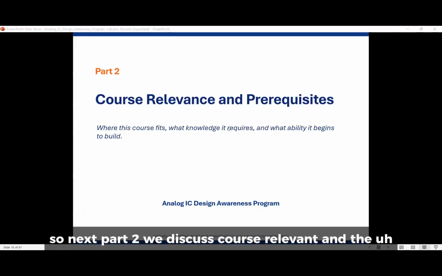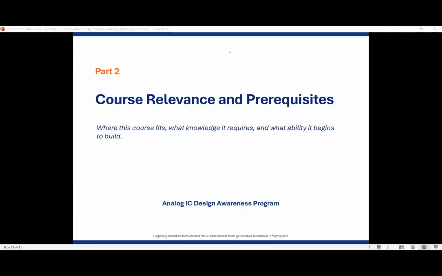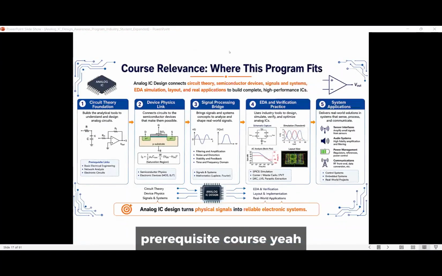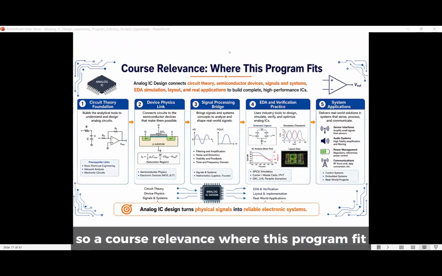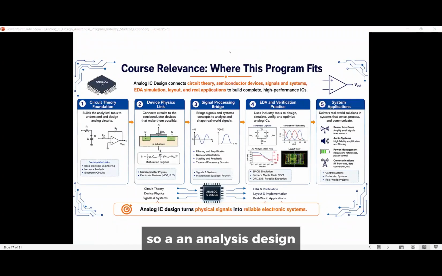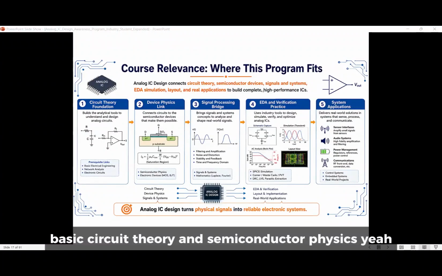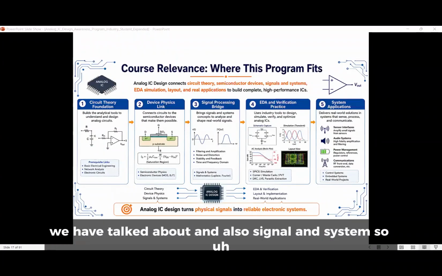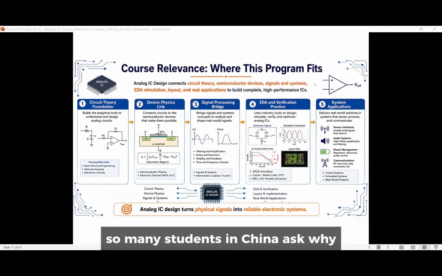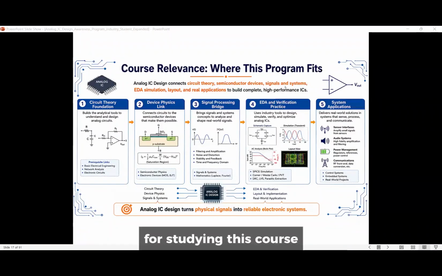Okay, so next, part two, we discuss course relevance and prerequisite courses. So, course relevance: where does this program fit? Analog design actually connects basic circuit theory and semiconductor physics. We have talked about that, and also signal and system. So many students in China ask why signal and system is important for studying this course.